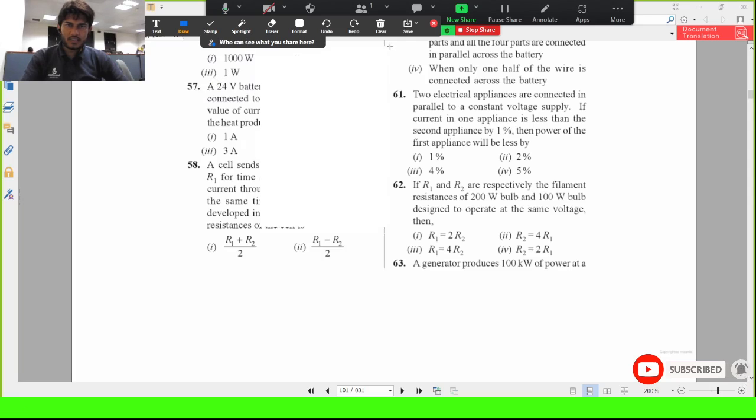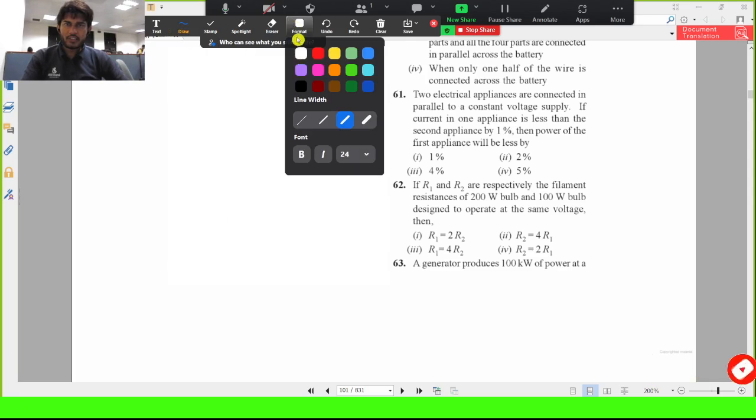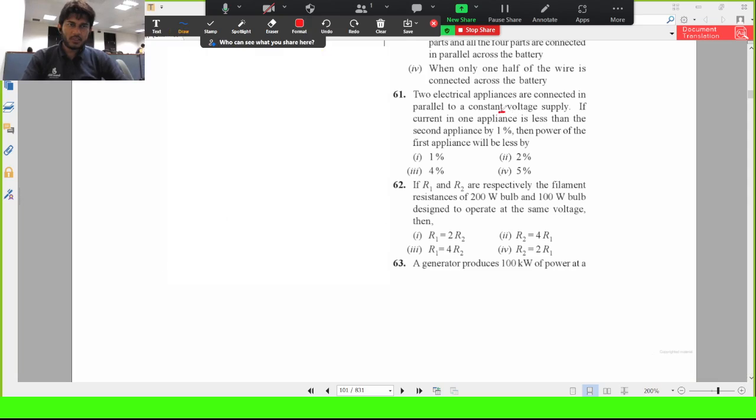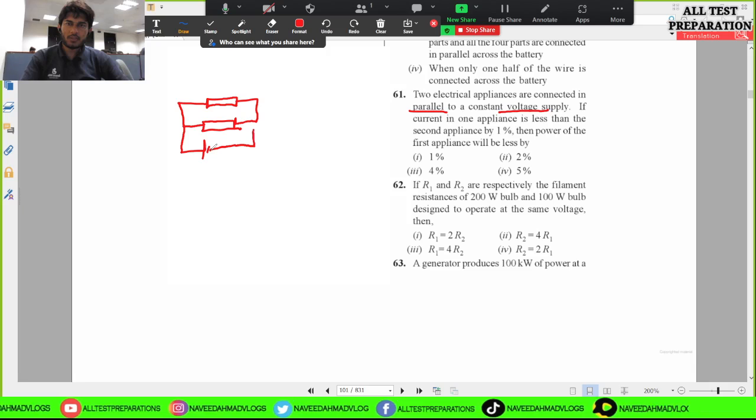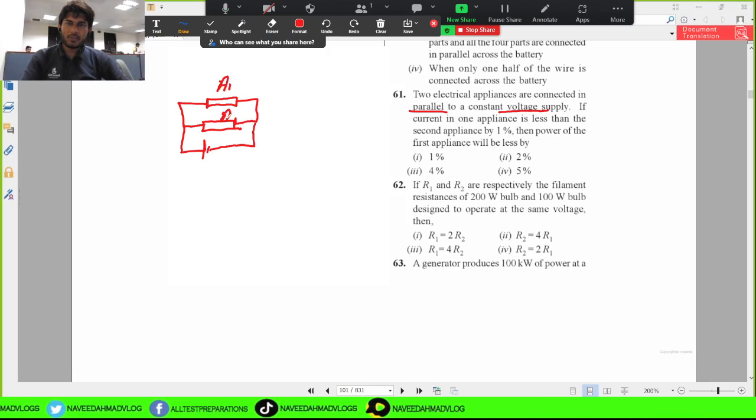So in this case the voltage is constant, this is given to us, and the connection is in parallel. We have two appliances, so let's suppose this is appliance 1 and the second appliance is this one. Both are connected in parallel to a constant voltage supply. So let's suppose this is my constant voltage supply, this is appliance 1, and this is appliance 2.